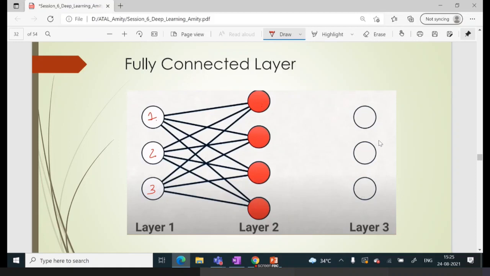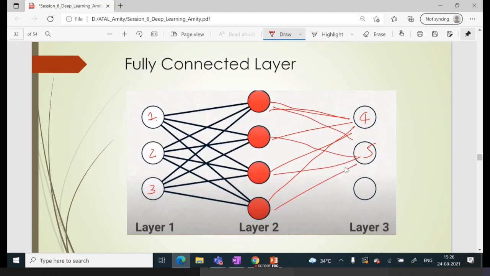If I want to make layer 3 a fully connected layer, then what do I need to do? I need to connect this 4 with these 4 red neurons. Similarly, I need to connect this 5 with these 4 red neurons, and this 6 with these 4 red neurons. Now I can say layer 3 is also a fully connected layer. So whenever a layer is fully connected, that means it has all the possible connections with the previous layer. Okay.